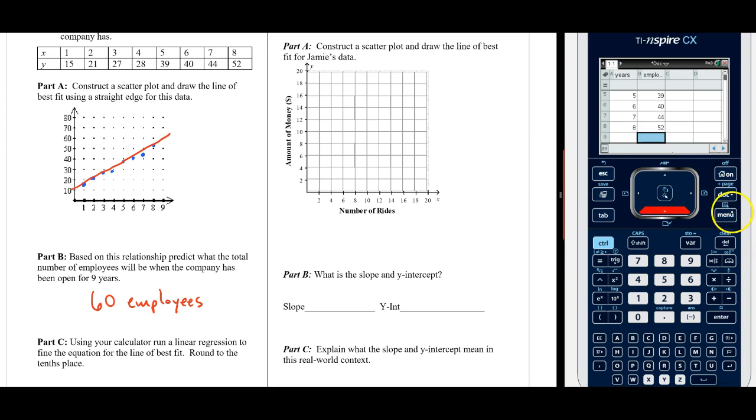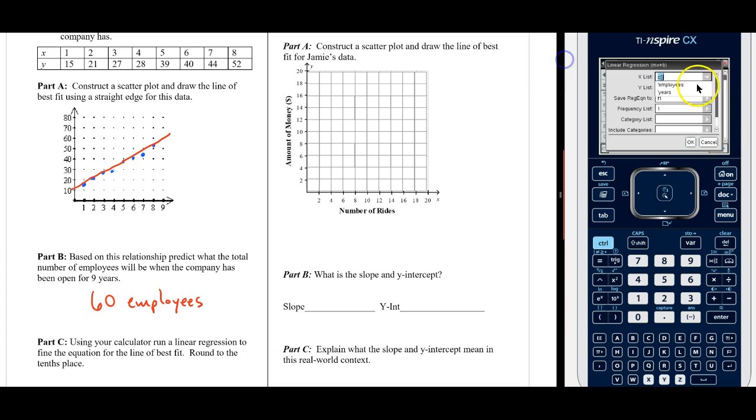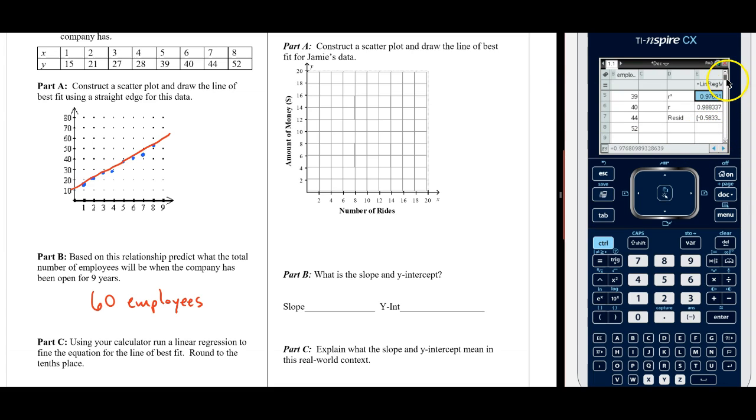Alright, so we've got our 8 years. Once again, I'm going to do Menu, Statistics, Stat Calculation, Linear Regression, years for the X list, employees for the Y list, and everything else can stay the same. And we get our regression. So if we go up to the top of that, we have mx plus b. Tells us m is 5.04762, b is 10.53.